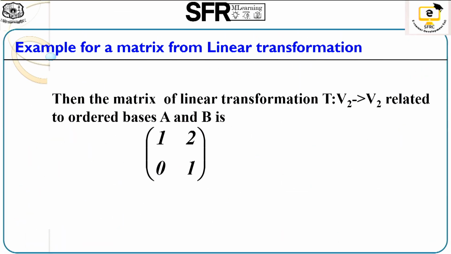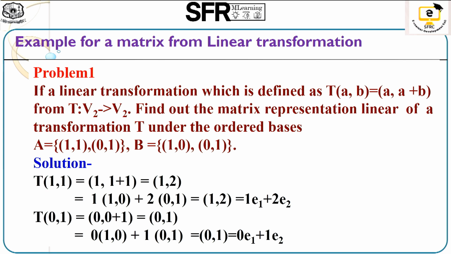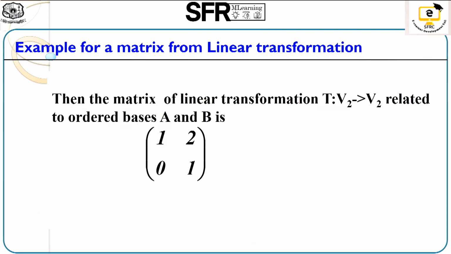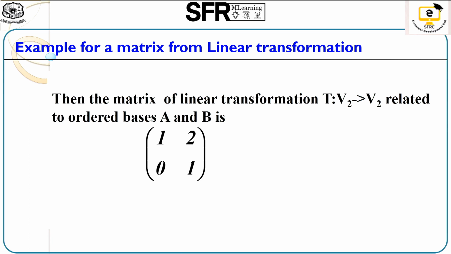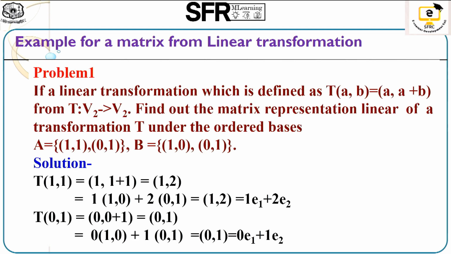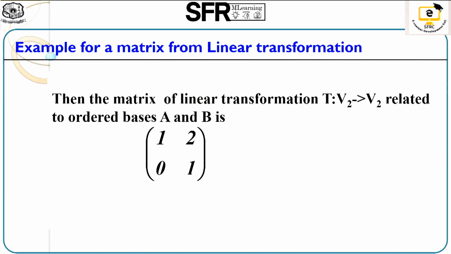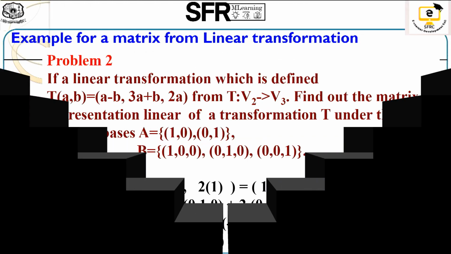The matrix of the linear transformation T, a function from V2 to V2 with respect to the ordered bases A and B, is given as follows. The first value is 1 into E1, so we get 1, and row wise 2 into E2 gives the value 2, so we write it row wise as (1, 2). The second value (0, 1) can be written as 0 E1 plus 1 E2, so we write it as (0, 1). It is given that the linear transformation T of (a, b) is equal to (a, a plus b), and using this we get the matrix. Next we see the next problem.